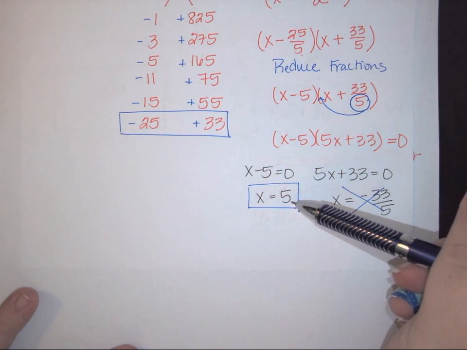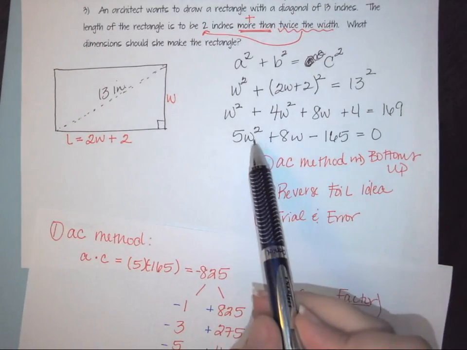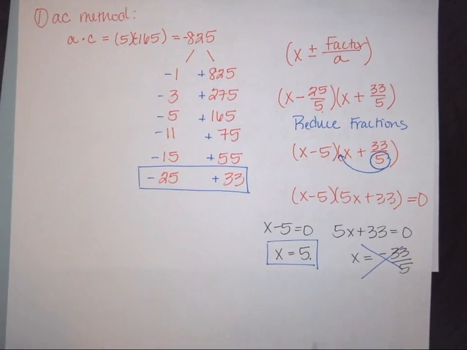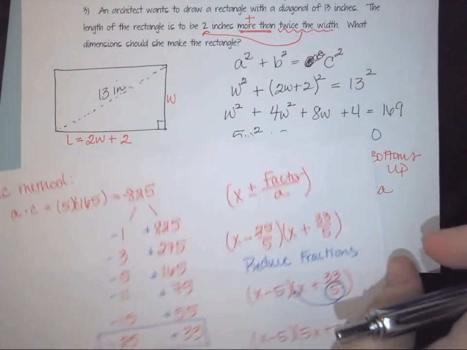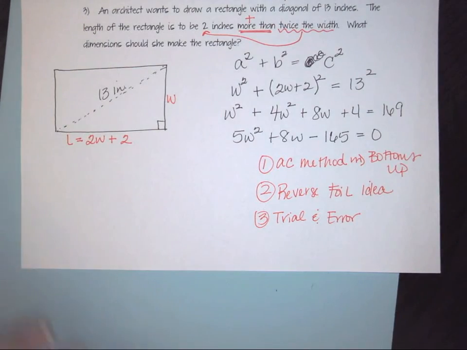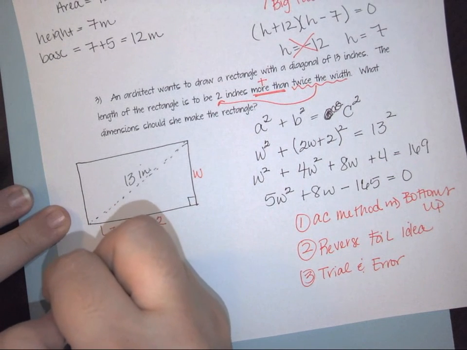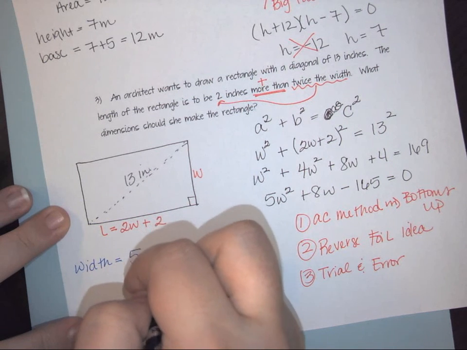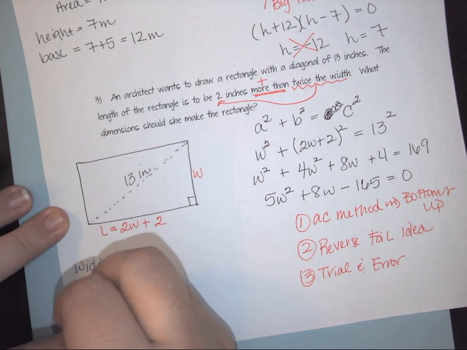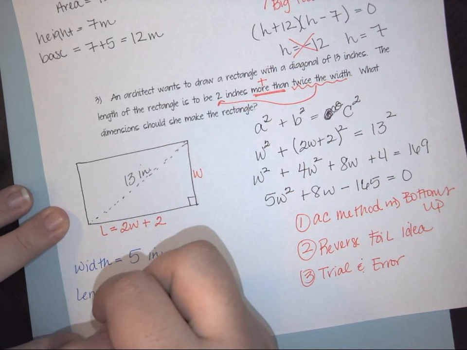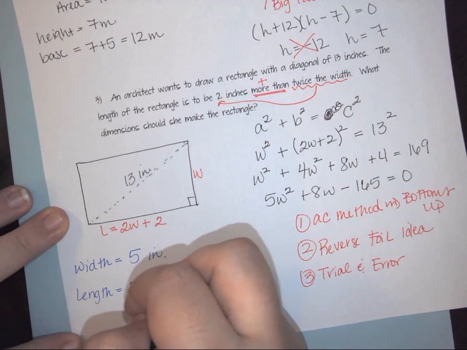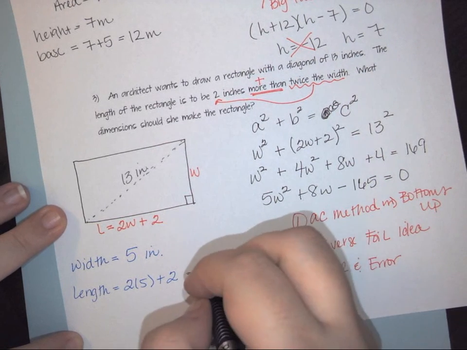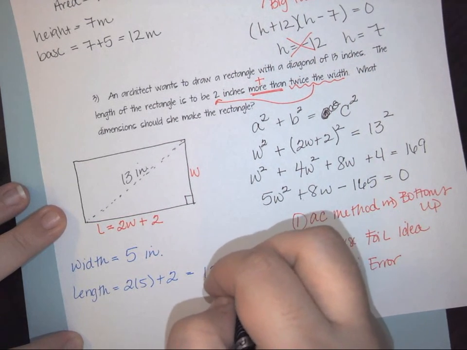Now when we were doing this, notice my initial variable was the w. So what we found here is we actually found our width. So our width we have found to be 5. So here my width has found to be 5 inches, which means my length is going to be 2 times 5 plus 2. So 2 times 5 is 10, plus 2 is 12 inches.